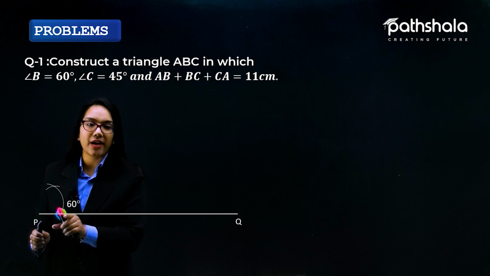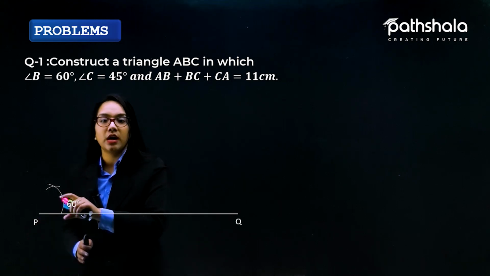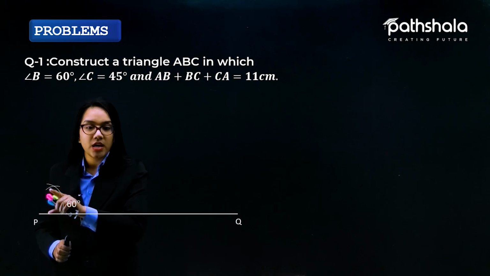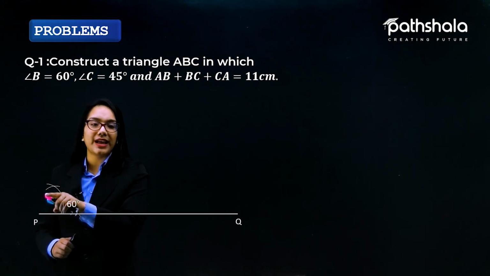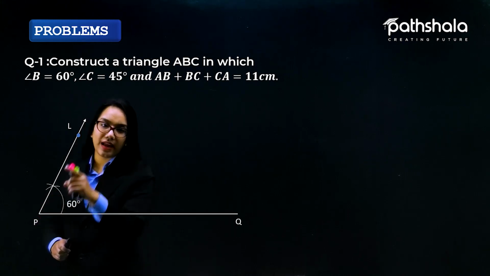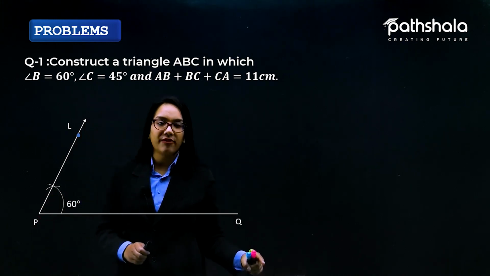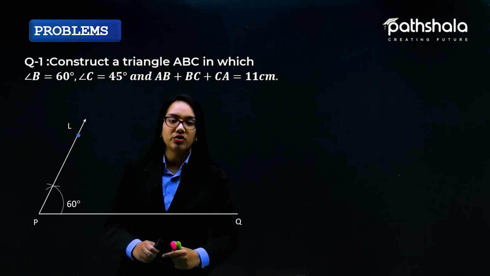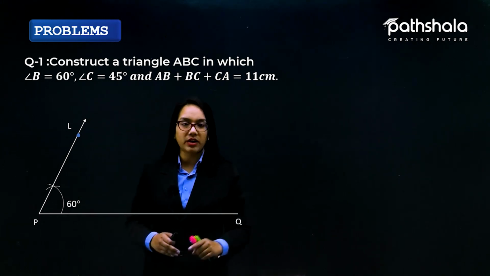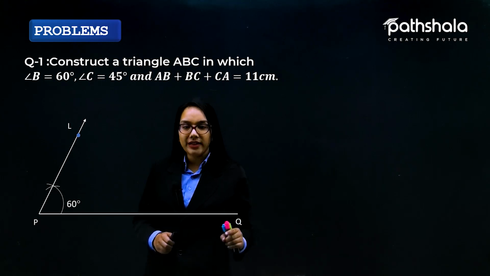Then, using this particular point as a center, I mark an arc over here again. So this is an angle of 60 degrees. Taking a ray, this angle LPQ is definitely 60 degrees. We all know how to construct an angle of 60 degrees. Now let's move on towards constructing an angle of 45 degrees at the point Q.